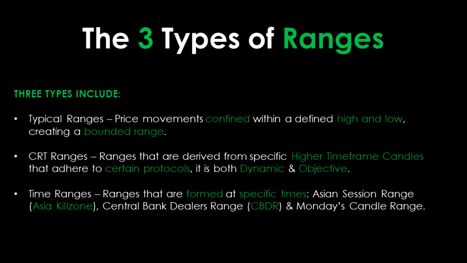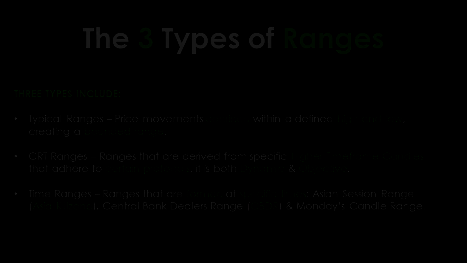Lastly, we have time ranges. Named this because they form at specific times of the day or the week. These ranges are time dependent and objective, with their extremes defined within precise time windows. The highest probability examples of this are the Asian session range, the central bank dealers range, and the highs and lows of Monday's daily CRT candle. These ranges are classified as time ranges because they are established at specific objective times.